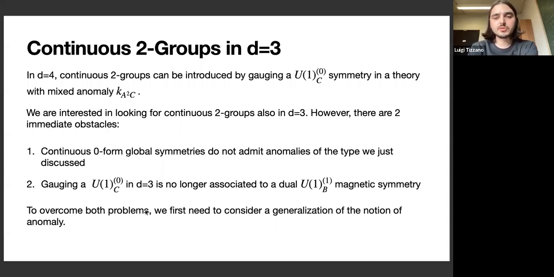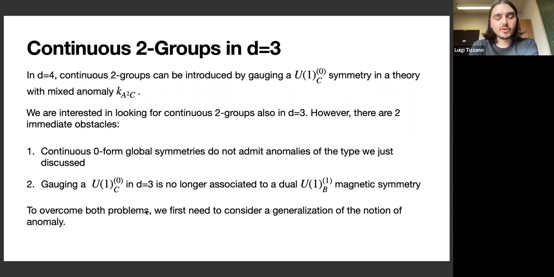But if we would like to do this program in 3 dimensions, there are 2 immediate problems that you are probably all familiar with. The first one is that the continuous U1 symmetries in 3 dimensions do not admit anomalies of the kind that we already discussed before. So there are no perturbative Hooft anomalies for these U1 symmetries. And moreover, if we try to gauge a U1C symmetry in 3 dimensions, we do not get a dual one-form magnetic symmetry in 3 dimensions. So it looks like the problem of defining a two group in D equal 3 is hopeless.